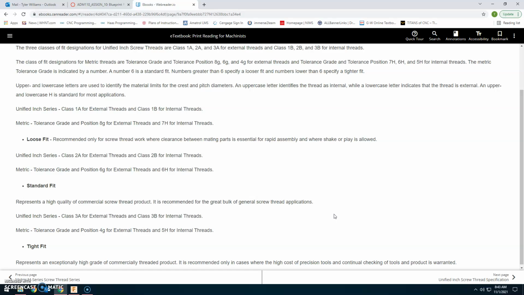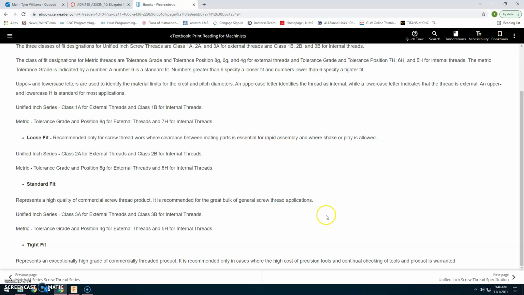Upper and lowercase letters are used to identify the material limits for the crest and pitch diameters. An uppercase letter identifies the thread as internal, while a lowercase letter indicates the thread as external. An uppercase H is a standard for most applications. Unified Inch Series, Class 1A for external threads and Class 1B for internal threads. Metric tolerance grade and position 8g for external threads and 7H for internal threads.